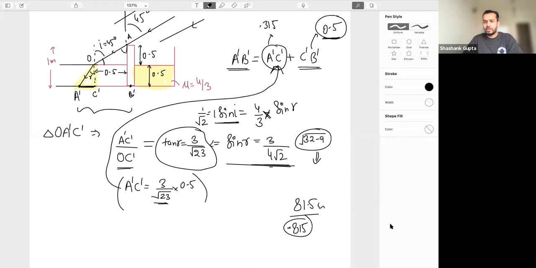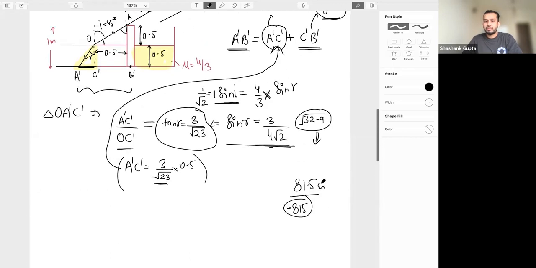Shadow is coming out to be 8.1. Alright, someone had solved it. Vaishnav solved it, and this is coming out to be... They had given the answer in centimeter. हमने सब मीटर में किया, so this will be this much meter.